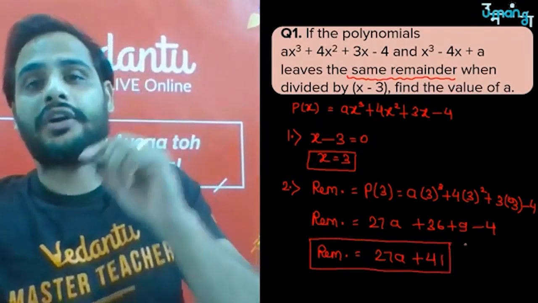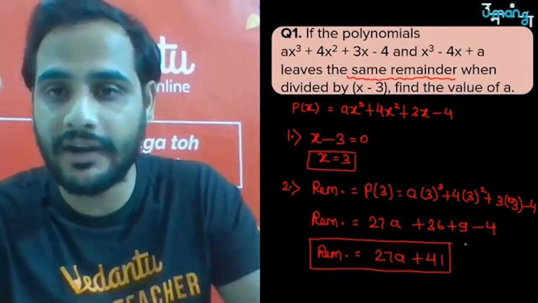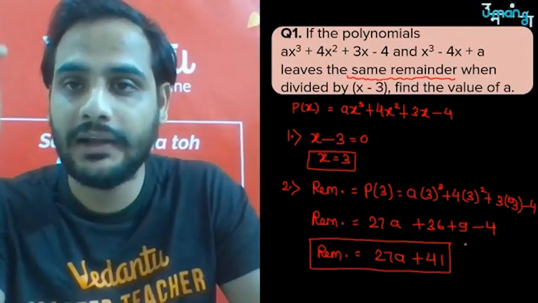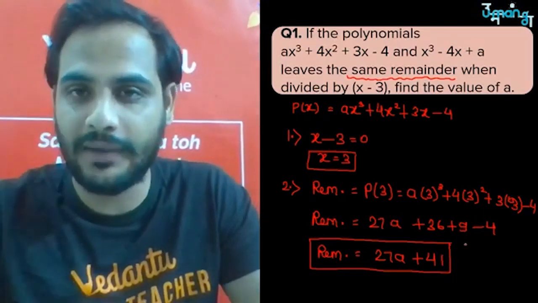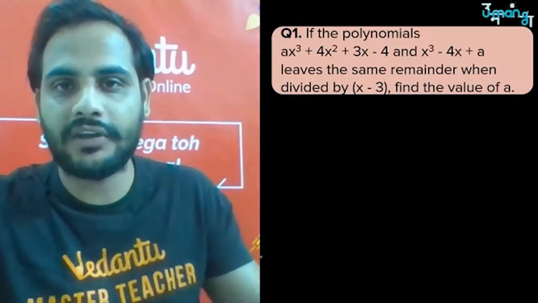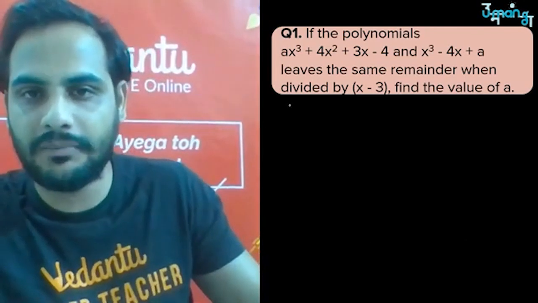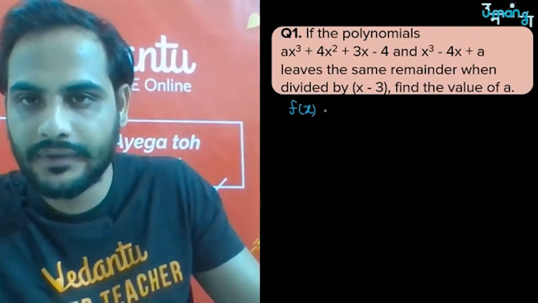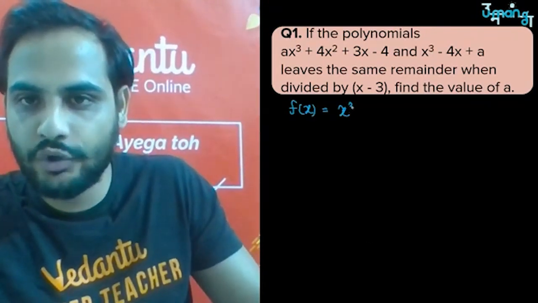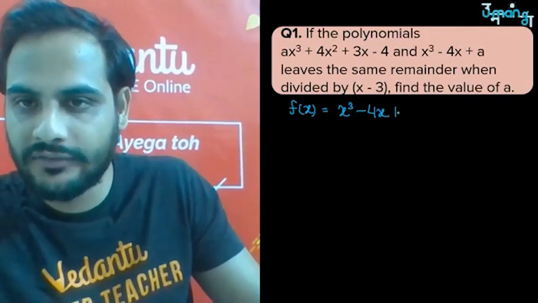This is your remainder in case 1, when you're dividing ax cube plus 4x square plus 3x minus 4 by x minus 3. Then let's talk about case 2. In case 2, the remainder: now my polynomial, my dividend, is x cube minus 4x plus a.